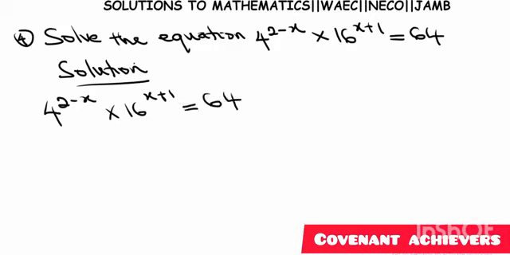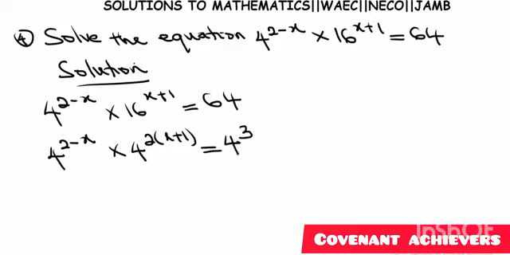And let's break this down to the base of 4. So you have 4 raised to the power 2 minus x, then times, here is going to be 4 raised to the power 2 into bracket x plus 1, equals 4 raised to the power 3. And when you combine this, the left hand side, we are going to have 4 raised to the power, this is 2 minus x, then plus, because you are multiplying here, 2 into bracket x plus 1, equals 4 raised to the power 3.